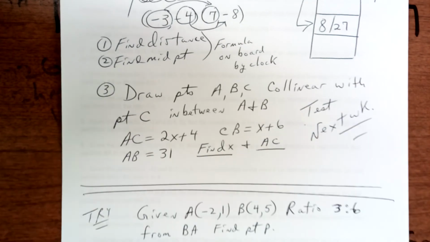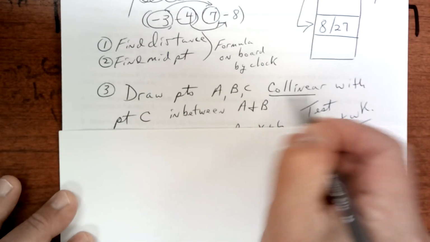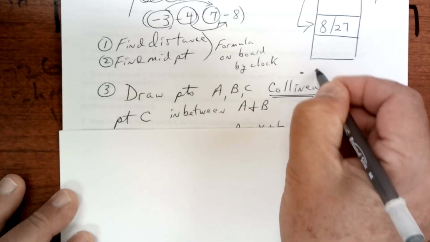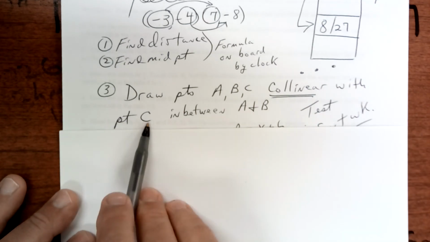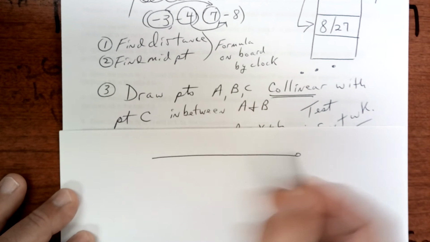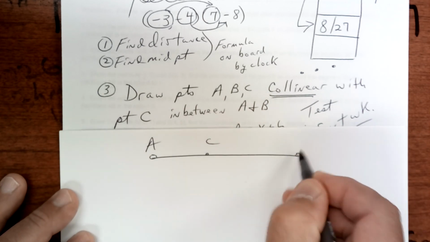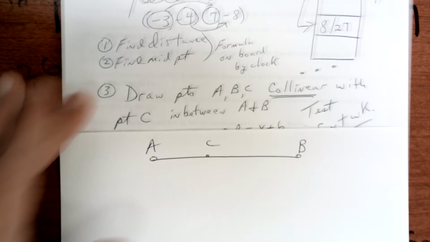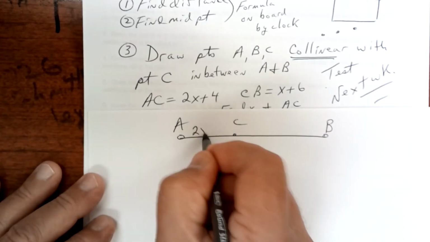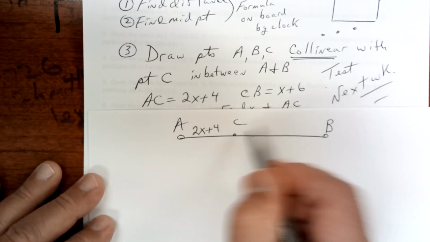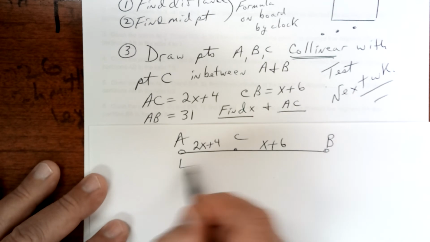Okay, let's take a look at the next one. This one says draw A, B, and C collinear. Collinear means in a straight line. Remember mama duck and baby duck? But I want C in the middle. So look here. A, C, and then B. And then right here it says AC, from here to here is 2x plus 4, and then CB is x plus 6, and the whole thing, A to B, is 31.